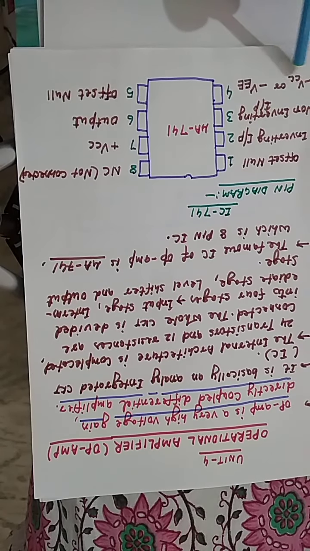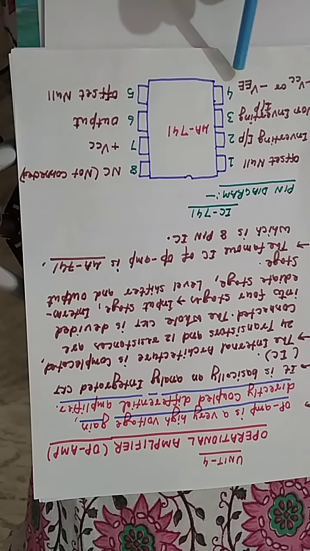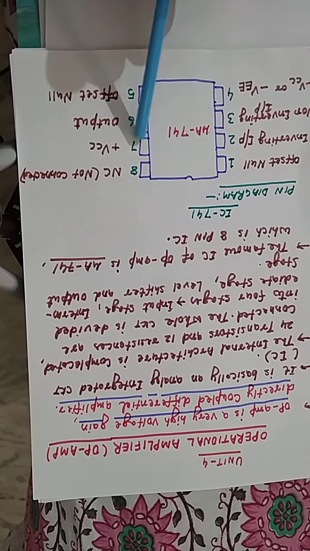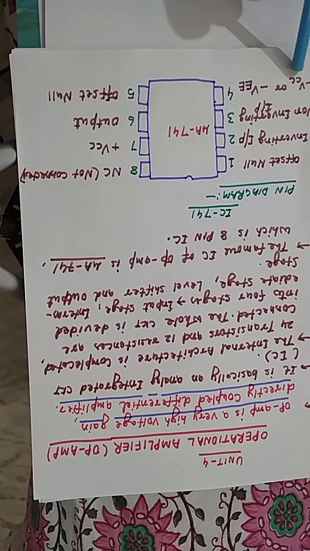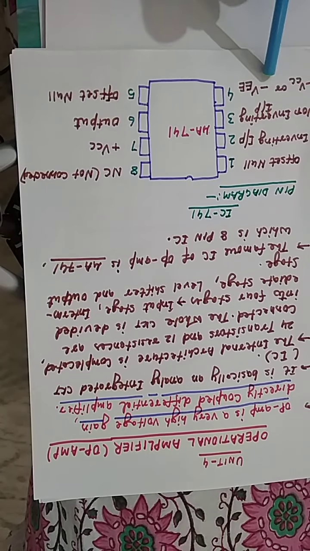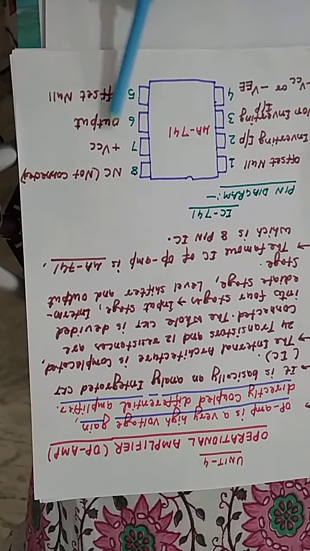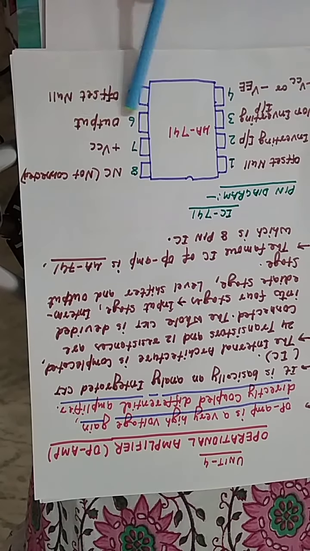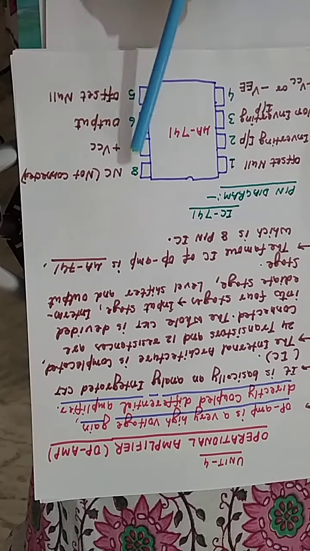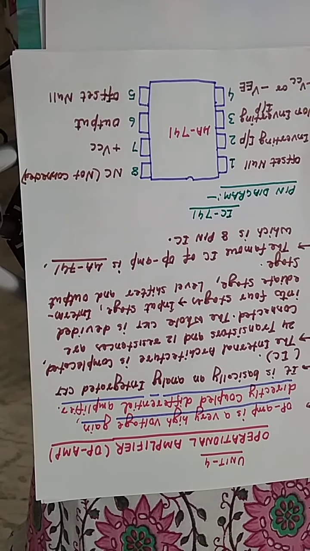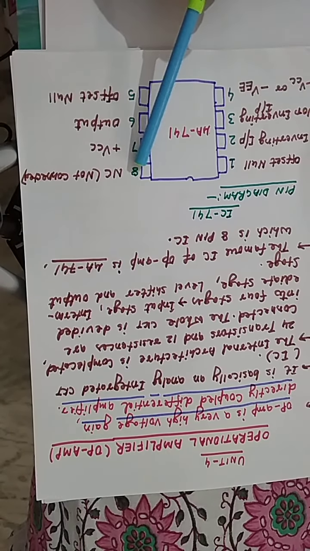Now what is the use of pin number 4 and pin number 7? Pin number 4 is minus VCC or minus VE. This is the negative supply voltage, and pin number 7 is the positive supply voltage, and pin number 6 is for output, and pin number 8 is not connected. Not connected means this is a useless pin.